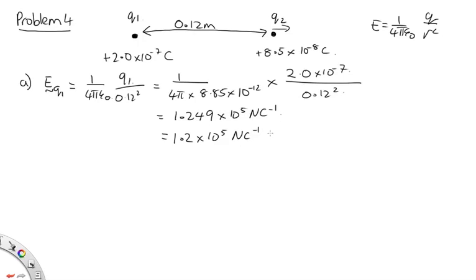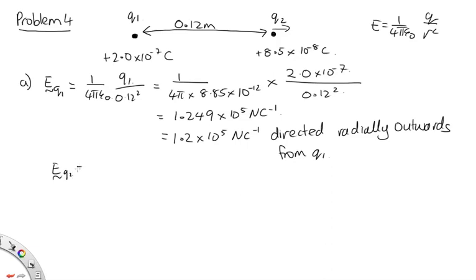But we can describe that as directed radially outwards from Q1. Okay, now to get the electric field at Q1 due to Q2, we do it exactly the same way, except that we're using Q2 now instead of Q1.